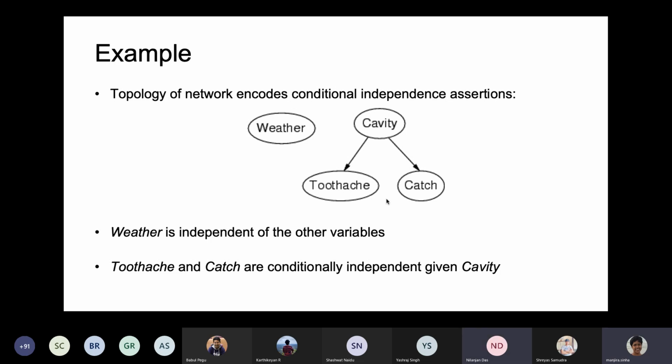each other. So what does that mean? That toothache and catch, we can calculate their probabilities separately and the occurrence of one does not affect the occurrence of the other, given that there is already the pre-existing condition of cavity.